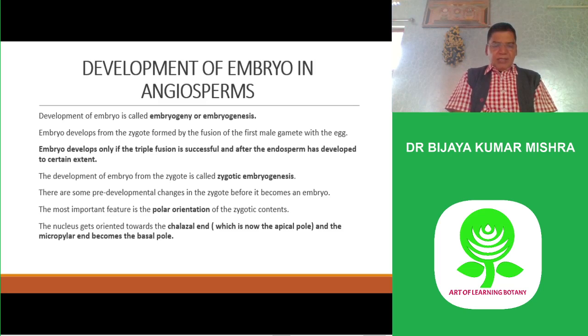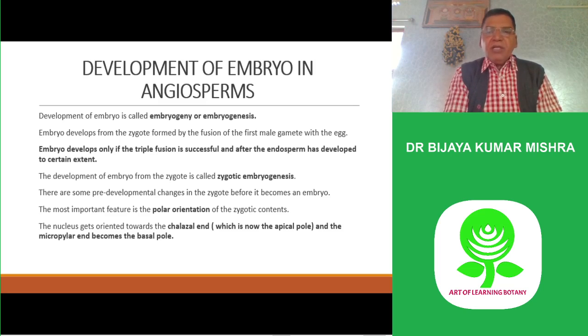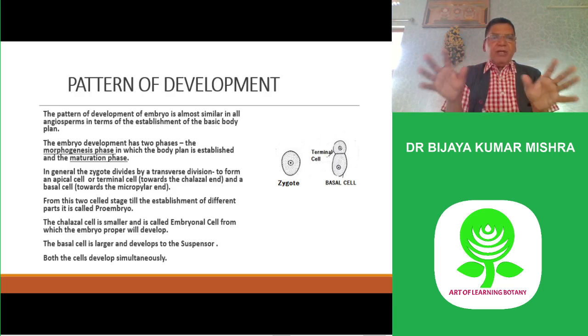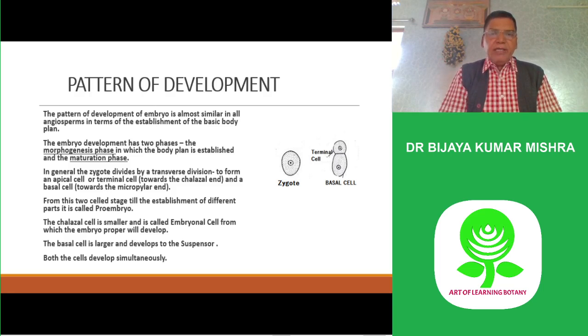Right. Now let us see the development of the embryo, how the pattern of development goes. The pattern of development of the embryo in angiosperms is almost similar. The basic plan, the body plan, is similar. Now the embryo develops in two phases. One is the morphogenesis phase, where by division it will differentiate into different parts of the embryo. Then the maturation phase, where they will mature into the different organs.